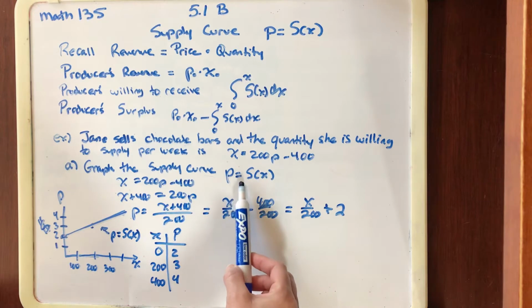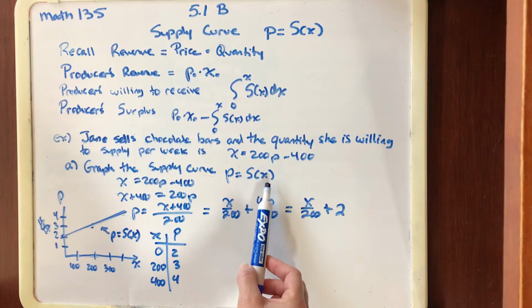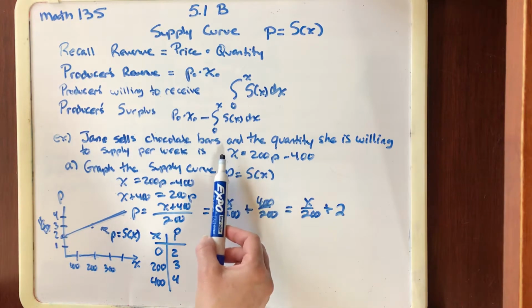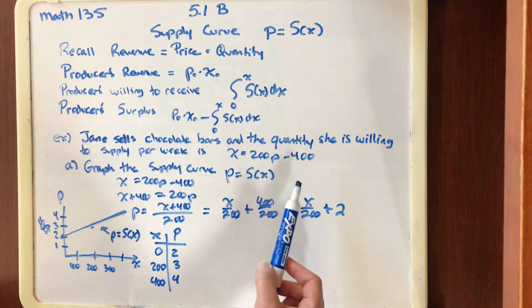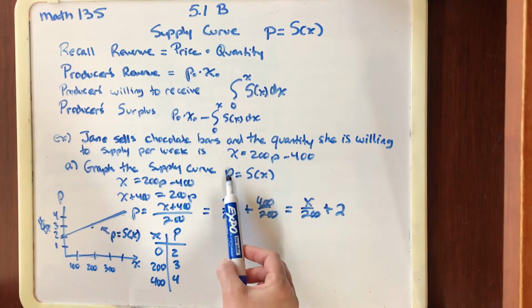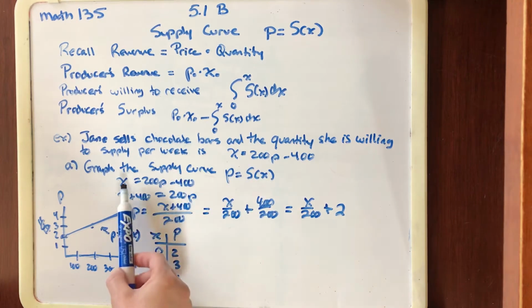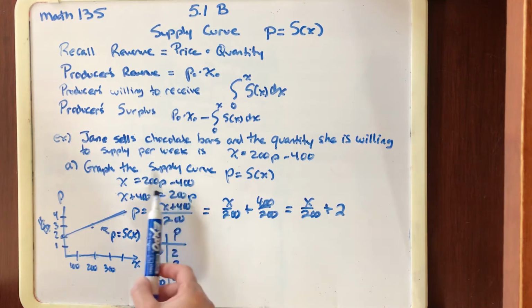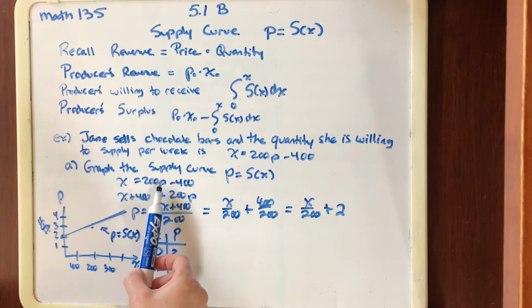So we're looking for P equals S of X. But we don't have that right now. We have X equals, where P is the input. So we need to solve for P, so it's the output. So I'm going to rewrite this right here. And then what do we do? We're solving for P.